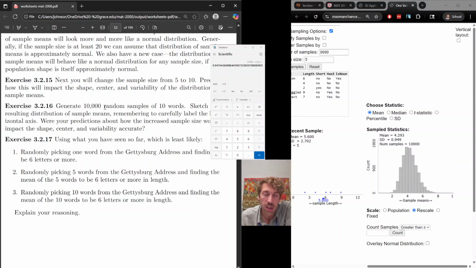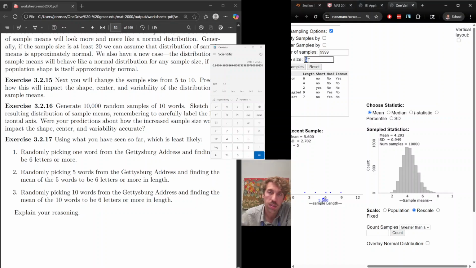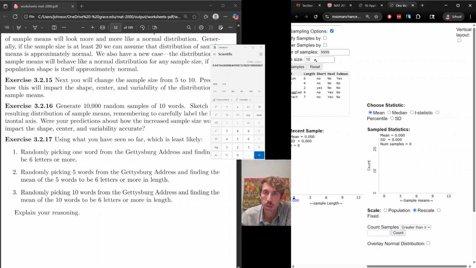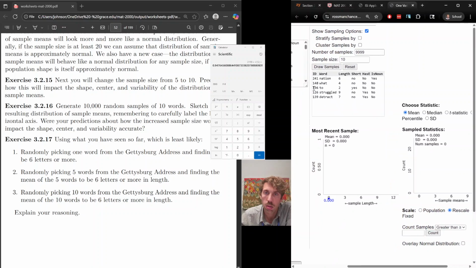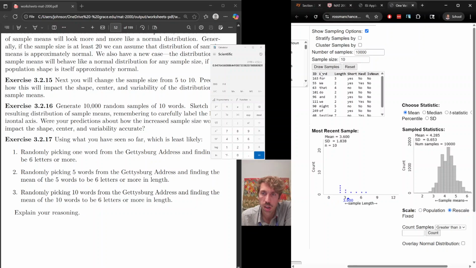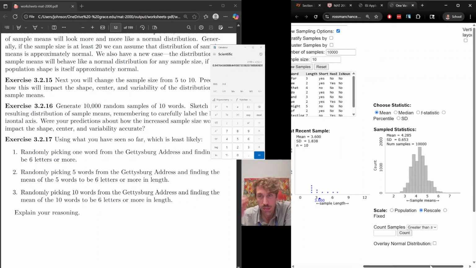Now generate 10,000 random samples of 10 words. So, okay, we need samples of size 10. Maybe I need to go over here a little bit. Okay, and then I need 10,000. Draw samples. Okay. And so now here's my distribution after 10,000.